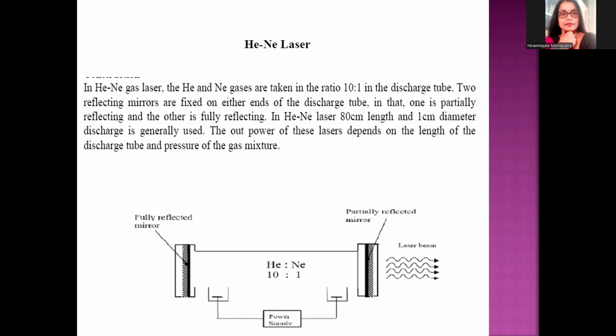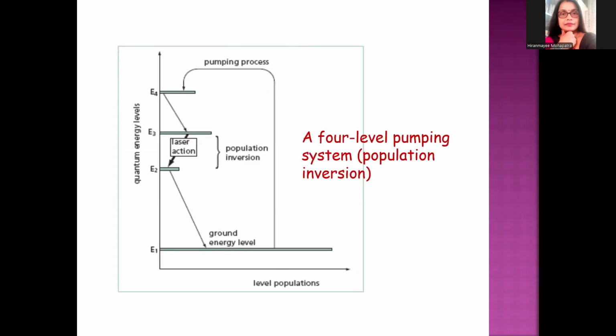Then coming to the helium neon laser, the material is glass. Helium and neon ratio is 10:1. In this case, you need an electrical power supply as a pumping source. Here it is a 4-level lasing system, which is more efficient than the 3-level lasing system. Atoms are excited to a higher energy state and they quickly move to the metastable state. Population inversion occurs between the metastable state and the lower state, and stimulated emission produces laser light. In this, the transition is E3 to E2, so stimulated emission produces laser light.